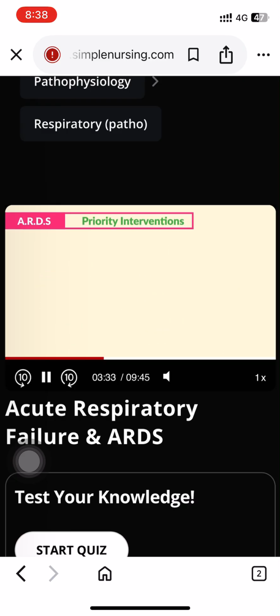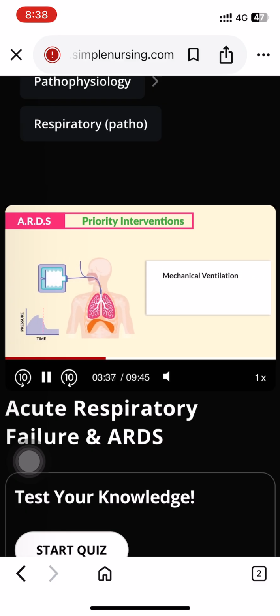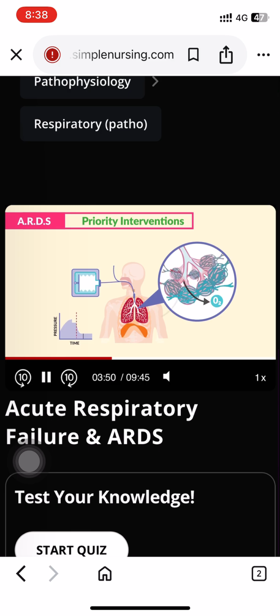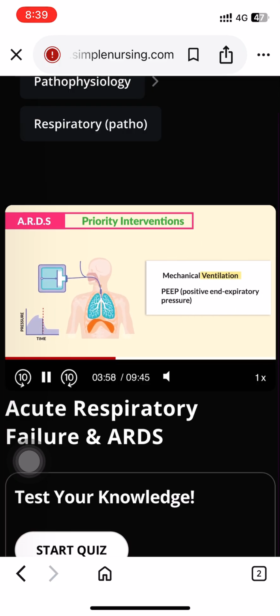Now the priority intervention for ARDS, write this one down. Mechanical ventilation, specifically PEEP, that positive end-expiratory pressure. Fancy words for a ventilator, which pushes positive pressure into the lungs to push open the alveoli and re-expand them, forcing gas exchange to occur by forcing these capillary beds on top of one another. Again, this is what's known as PEEP, but we cover this in more detail in our ventilator lectures.